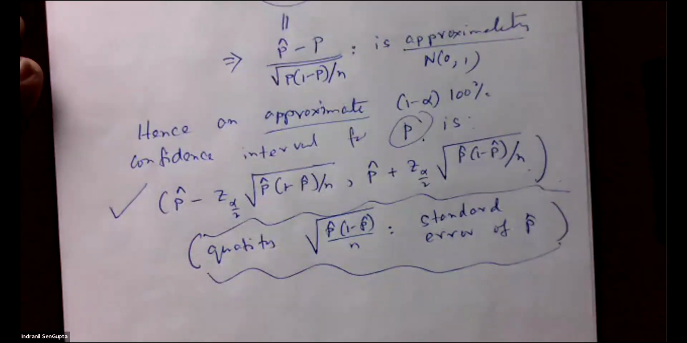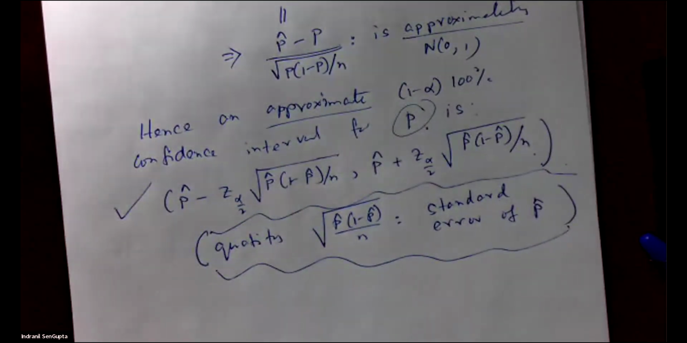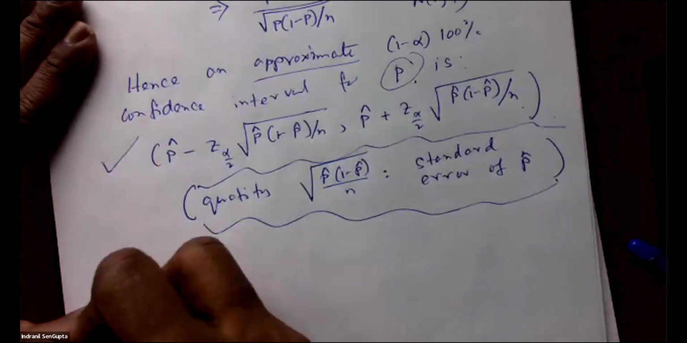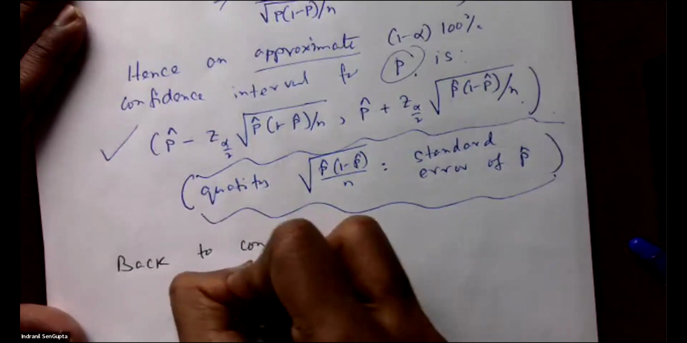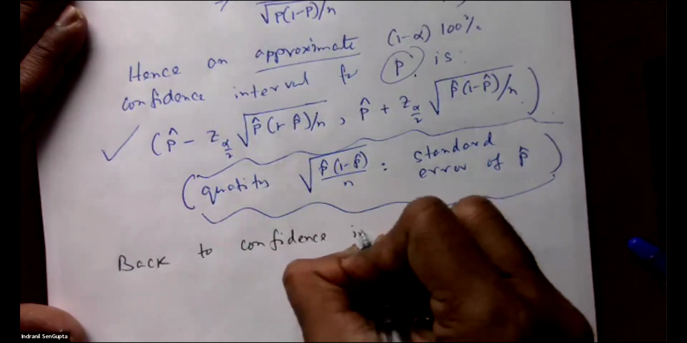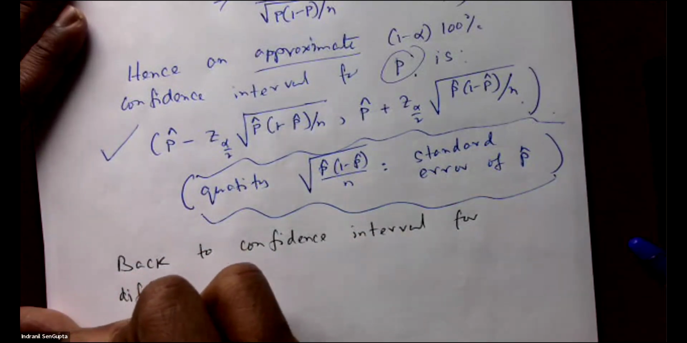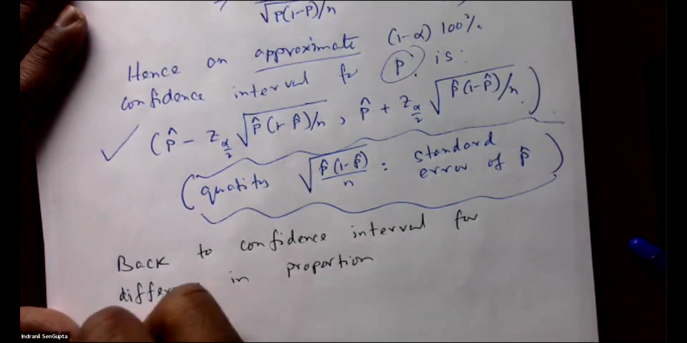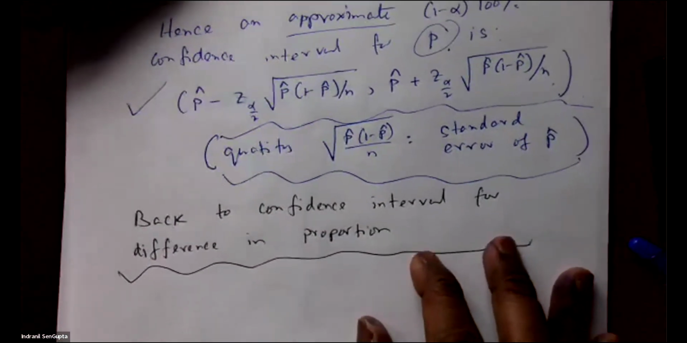Now back to the topic that we started discussing. How do we compute the difference? So this was for one proportion. Back to the confidence interval for the difference in proportion. This will have a tremendous application, you'll see.